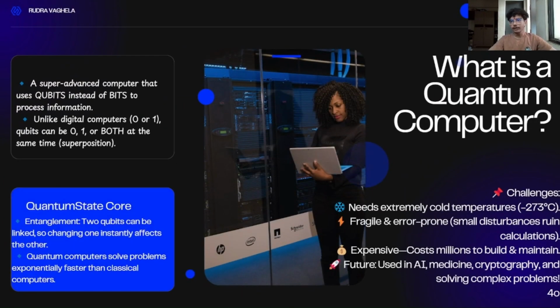So now, what is quantum computing? Quantum computing is basically an advanced computer that uses qubits instead of bits for processing information. Unlike a digital computer, it has a qubit which can be 0 and 1 or both at the same time.